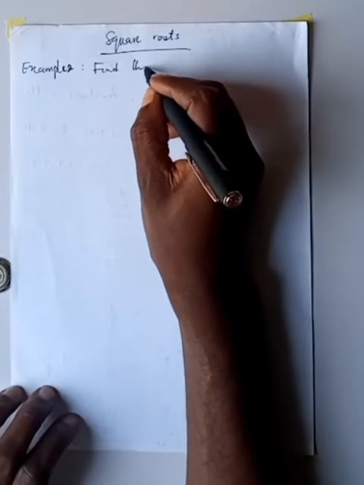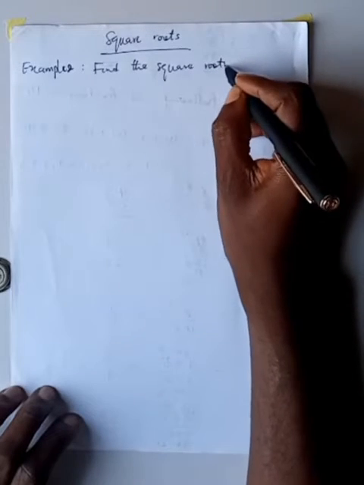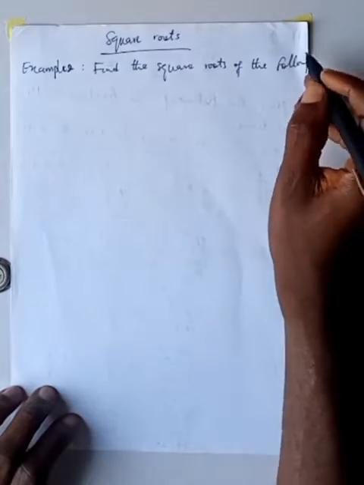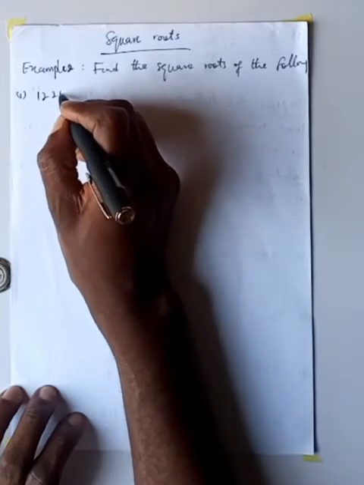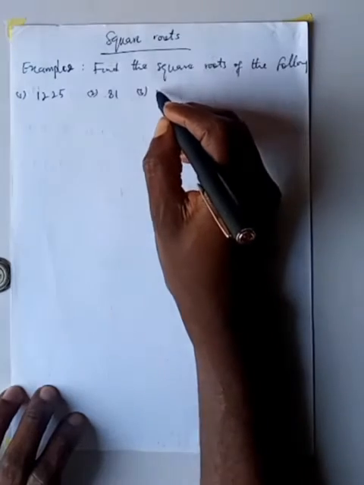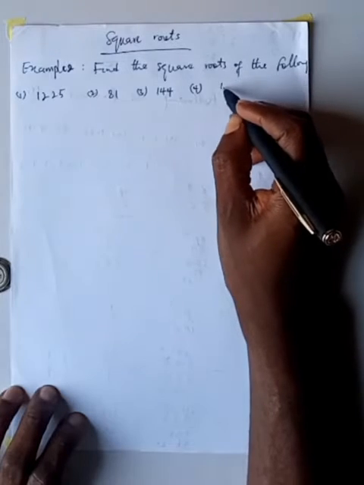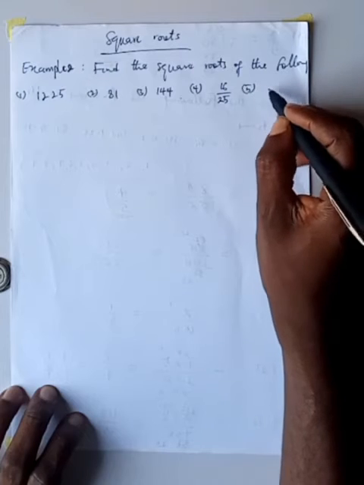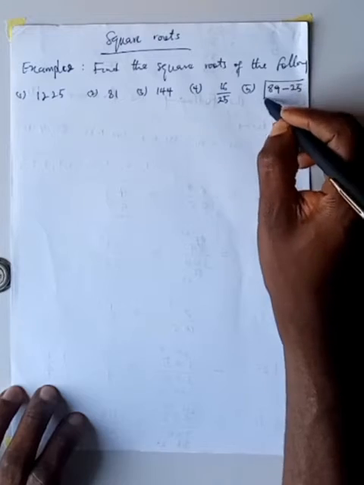Find the square root of the following. Number 1, I have 1225. Number 2 is 81. Number 3, 144. Number 4, 16 over 25. Number 5, 89 minus 25, like this.